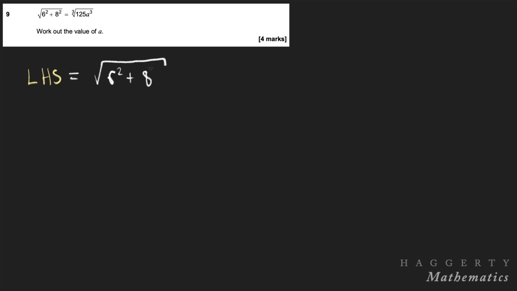What is 6 squared? Well, that's 36, one of the square numbers, right? So 36 in addition with 8 squared, which is 64. And then the sum of those two things, well, what's it going to be? 64 plus 36 is 100. We were taking the square root of 100, which is going to give us 10. So the left-hand side just evaluates to 10.